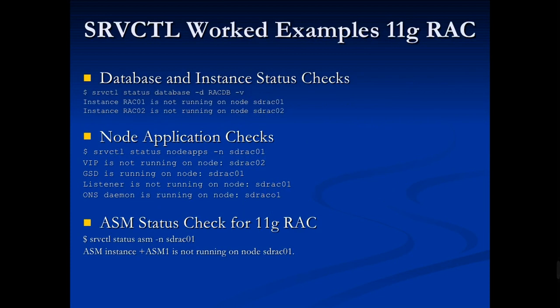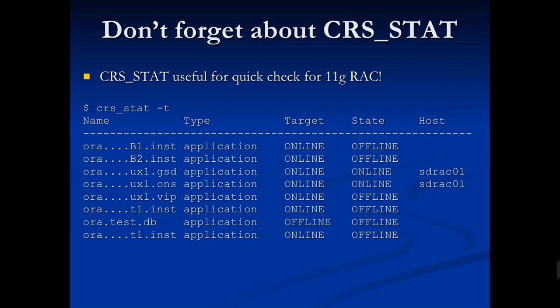Here is a worked example of 11G RAC: database and instance status checks, node application checks, and ASM status checks. This will be very useful to you. Don't forget about crs_stat. crs_stat -t gives formatted information. You can check what the clusterware status is and which clusterware processes are running.